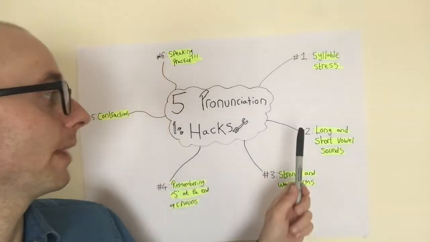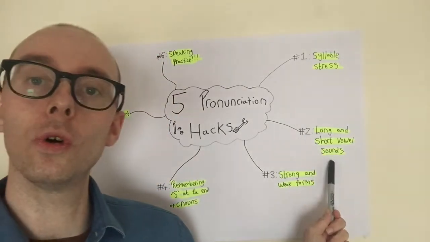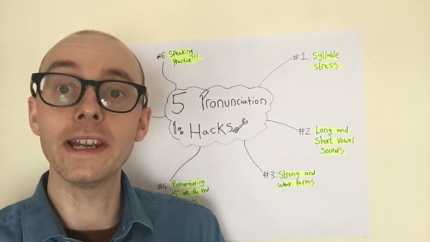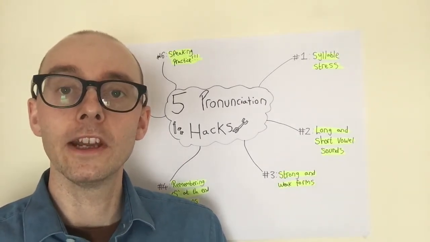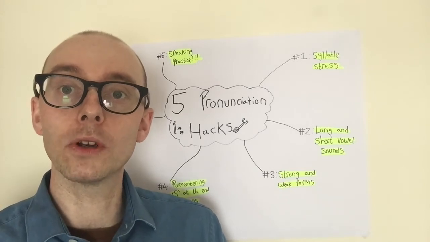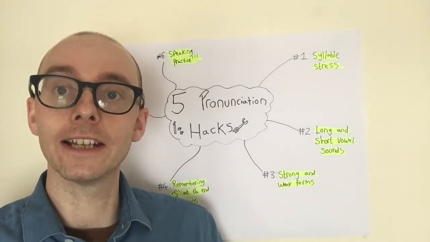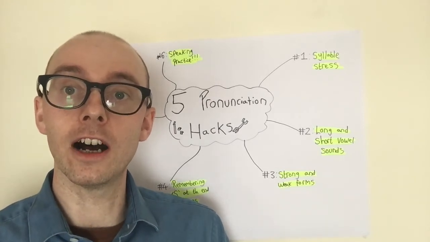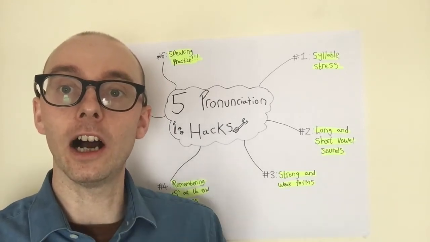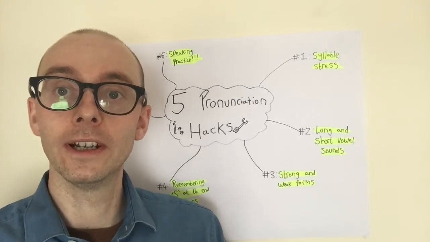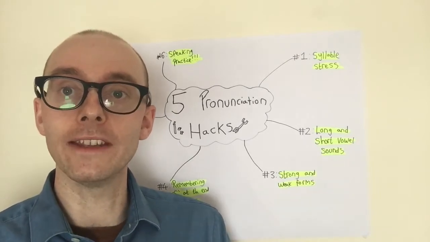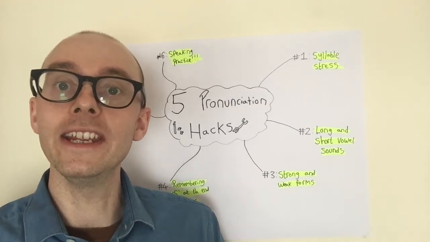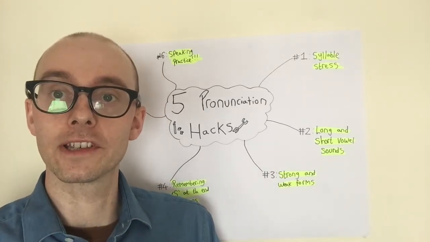So the second tip we have is long and short vowel sounds. This is a very, very common mistake I always see and hear people make. So in English, we have what we call short vowel sounds and long vowel sounds. The long vowel sounds are A, E, I, O, U. These are just pronounced the way that you learn from the alphabet. A, E, I, O, U. These are the long vowel sounds.